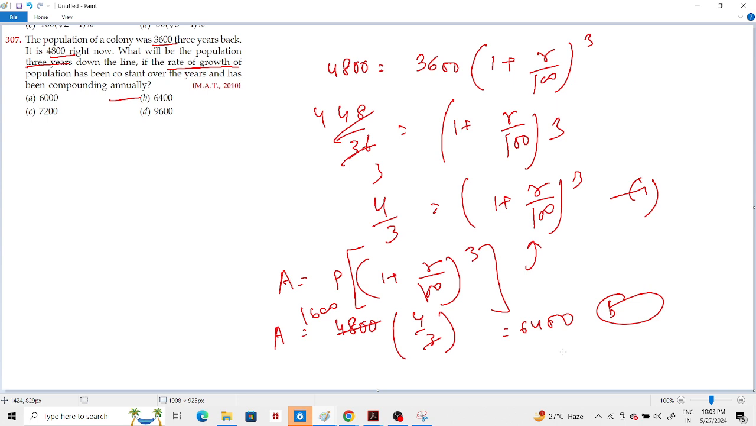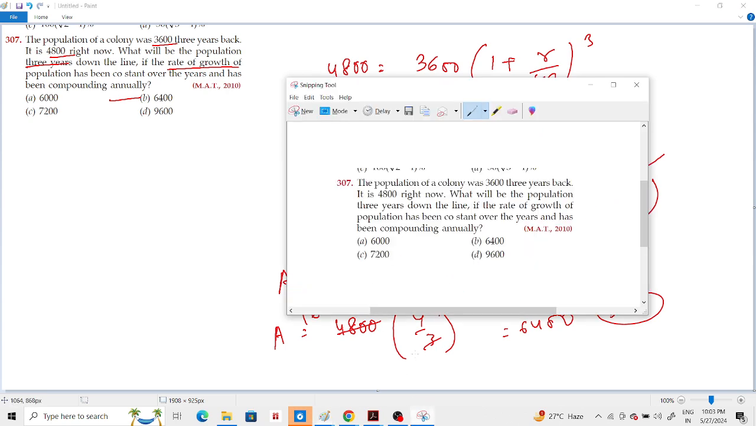So this is a past math question, Ishika. Did you understand what I did? See, if you get stuck over here and try to find out the cube root of 4 by 3, then you are gone. I have not found out the cube root of 4 by 3. I didn't find out the rate. Rather, I just moved on to the next information that is given, and in the next information, I just substituted the value of 1 plus r by 100 whole cube. That's it, and I got the amount.